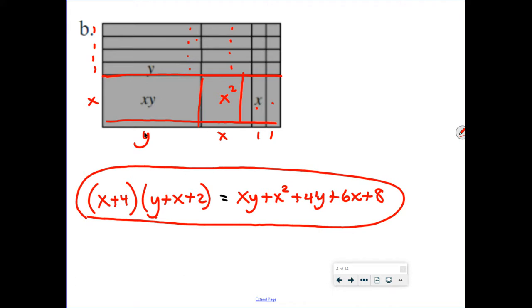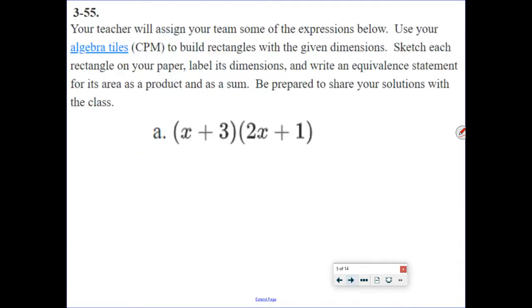Hopefully. Now, we are going to do one other problem. We're going to start the other problem, and we're just going to do one of them. So here is problem 355. Your teacher will assign your team some of the expressions below. There's several of them, but we'll talk about them in class.